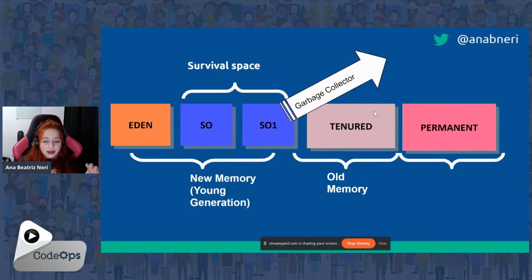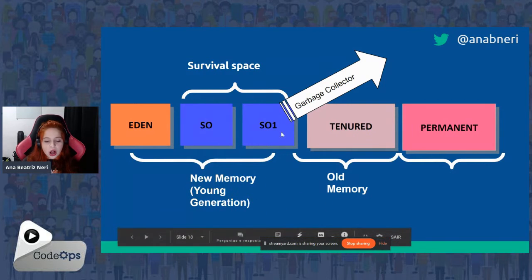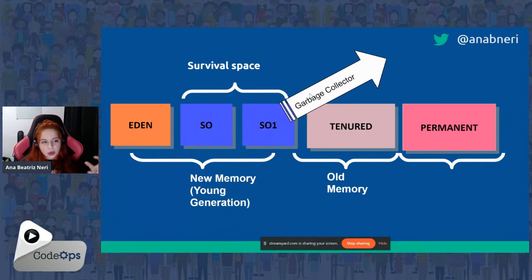So here we can see the garbage collector in action. So before the survivor spaces and your generation, the garbage collector passes and takes all the objects with no references and goes to the compilation success.